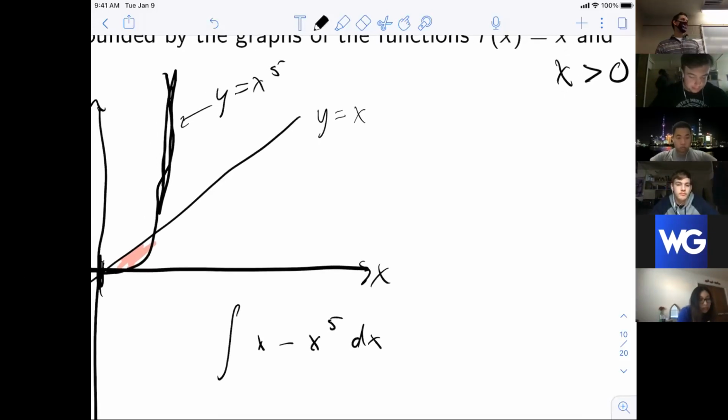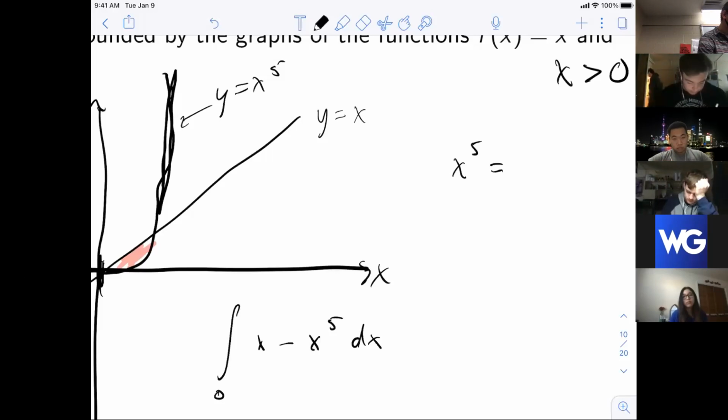They're where they intersect, right? What's the easy point where they intersect? x equals 0, right? At x equals 0, 0 is equal to 0 to the fifth. How can I find the other point where they intersect? When both are equal, yeah, exactly. With the intersection, that's just where x to the fifth is equal to x. So I need to solve the equation x to the fifth equals x.